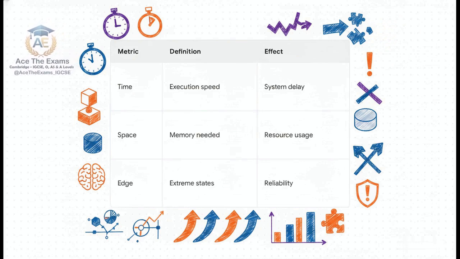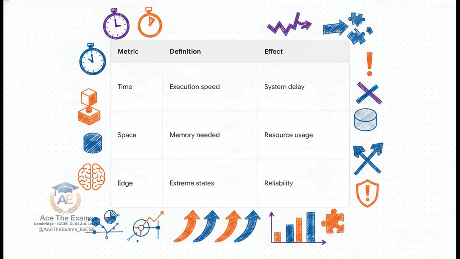You absolutely must identify these 3 metrics. First, time complexity. Think about it. How long does it actually take the interrupt handler to execute? If it's too slow, the system crashes. Second, space complexity. How much memory is required to safely push the current state of the CPU onto the stack? And third, edge cases. What happens if 2 critical hardware interrupts arrive at the exact same millisecond?